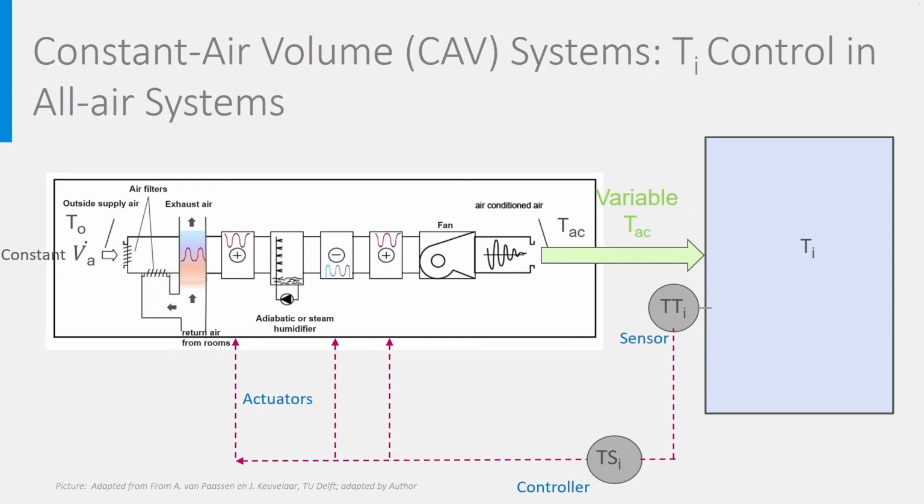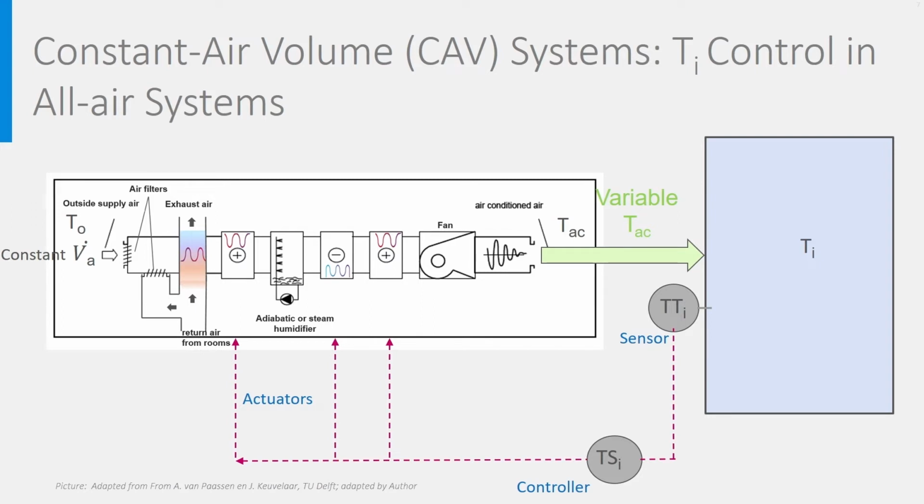Let's look at the temperature control first. AHUs controlled only by temperature are called CAV systems. CAV is the abbreviation for constant air volume flow rate. In a CAV system, the volume flow rate of air is kept constant whatever happens.